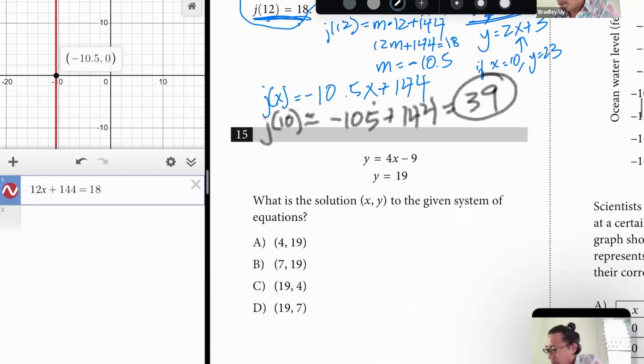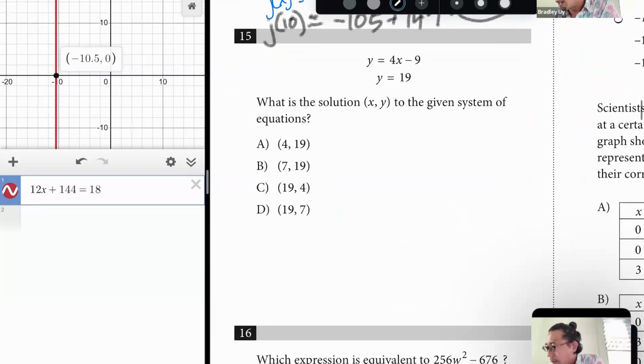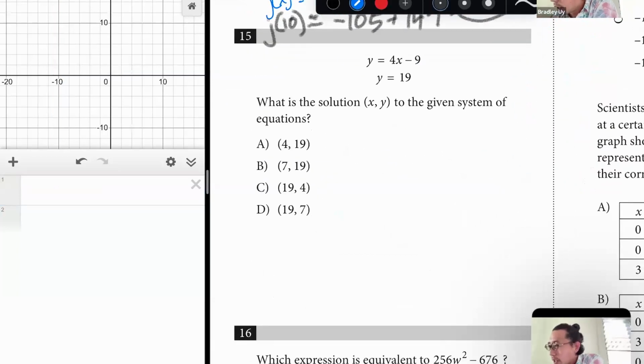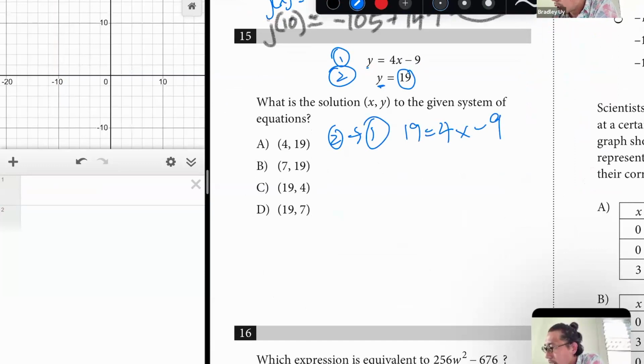Next, I'll show you how to do this algebraically first. First off, this is a given, this is a system of equations. The easiest way to solve this system of equations is through substitution. Okay, this is why: since y is equal to 19 in equation 2, wherever you see a y, you can replace it with 19. Okay, so this is kind of like plugging equation 2 into equation 1. So we have 19 equals 4x minus 9. If you solve for x, you would add 9 to both sides. So you have 28 equals 4x, and you have x is equal to 7.